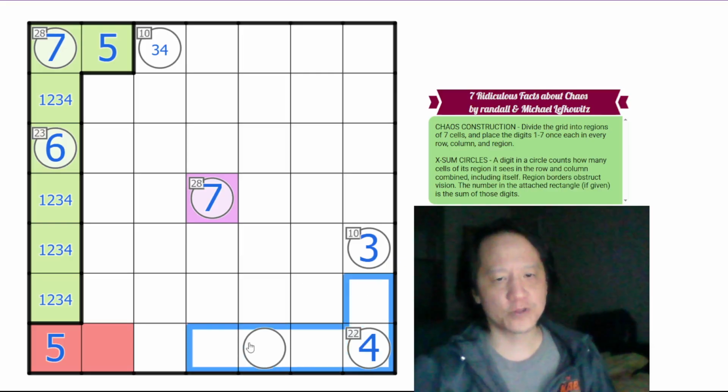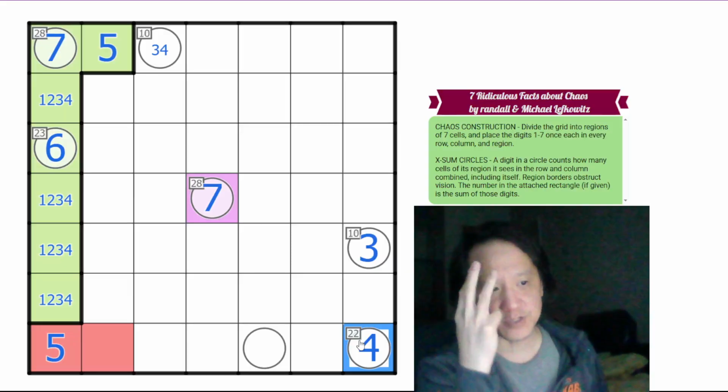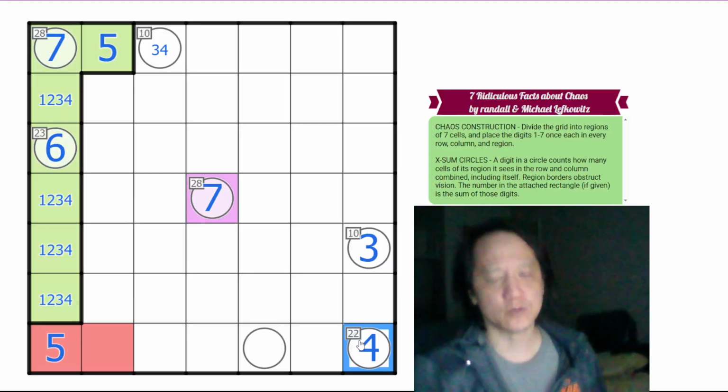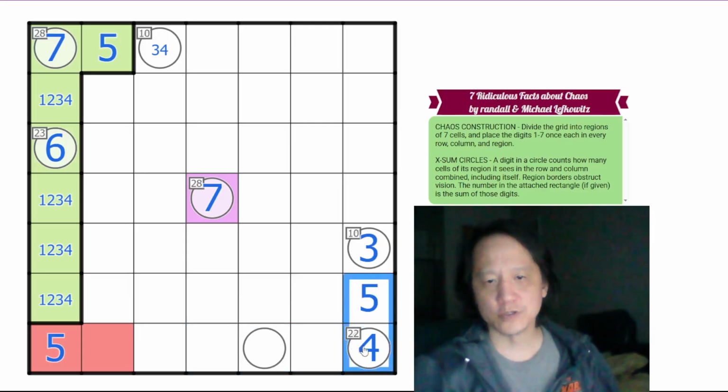And the 4 must be part of its boundaries. It cannot include 3 because it has to add up to 22, and 4, 5, 6, 7 adds up to 22. We need a 5, so it cannot be all the 5s here, so this must go 5 here. So we'll mark this as blue. It cannot go here, it has to go to here.